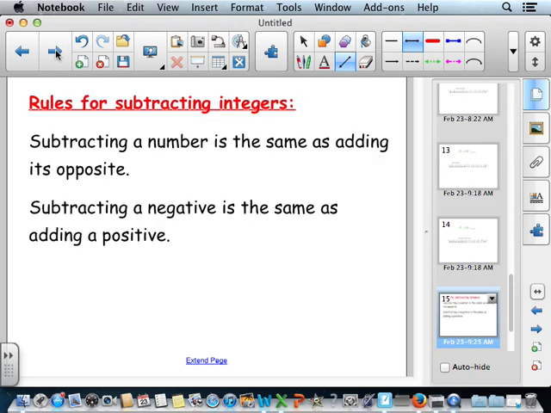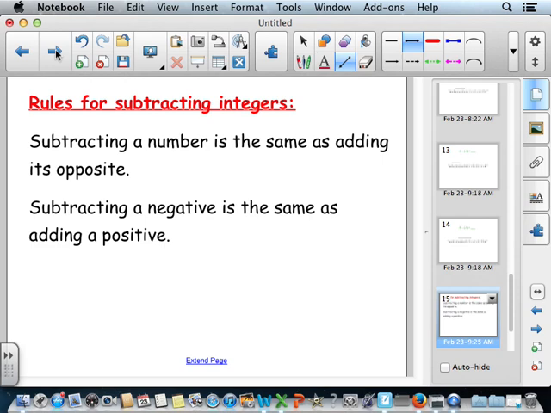Here I have some rules for subtracting integers. Subtracting a number is the same as adding its opposite. So if I'm subtracting a number, if I look at it as adding its opposite, I can remember my addition rules and apply those.